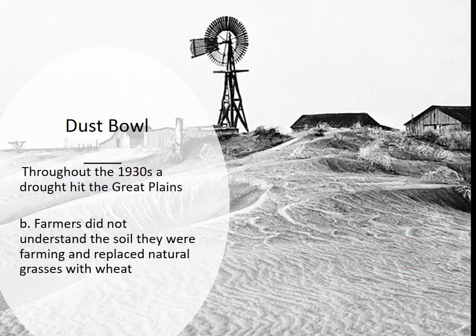And what happened was that because of this drought and because the farmers had plowed up those natural grasses that were found in the Great Plains, you're going to have these windstorms that are going to pick up all of this dust that is all over the ground, all of this dirt, this topsoil, those top layers of soil, and they're just going to pick it up into these great clouds of dust.